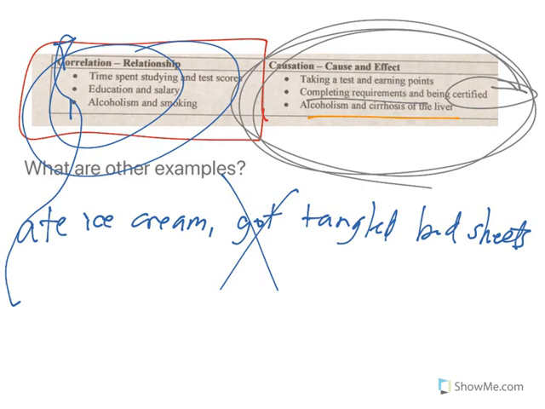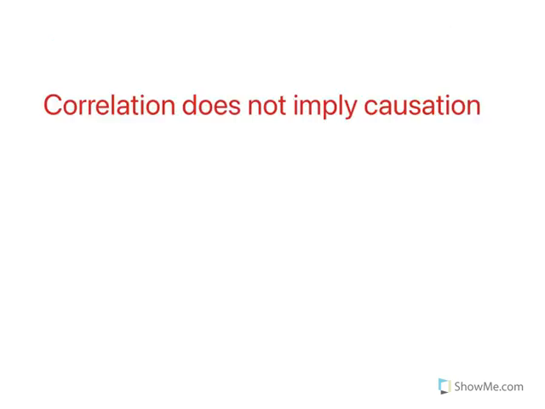But just because there's a relationship does not mean it is a causation. So just remember that correlation does not imply causation. I'm going to say it one more time. Correlation does not imply causation. So just because two things are correlated does not mean that one causes the other.